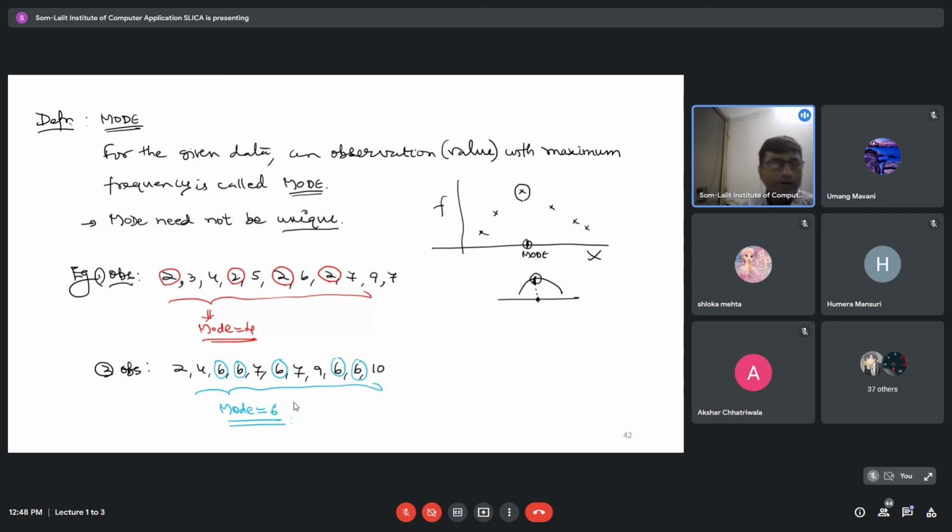For grouped data, we'll see there is an expression to evaluate mode. But for ungrouped discrete data, you can just answer by observation. Or we'll see there are some expressions also to evaluate this.